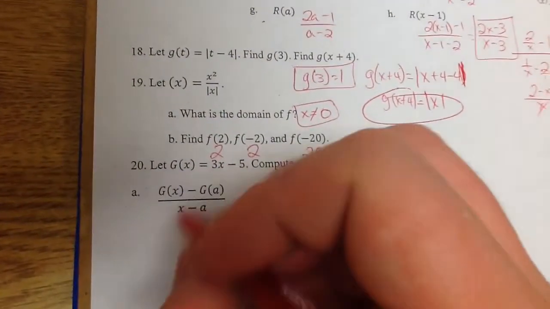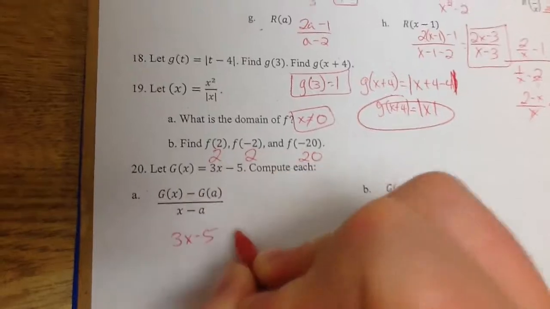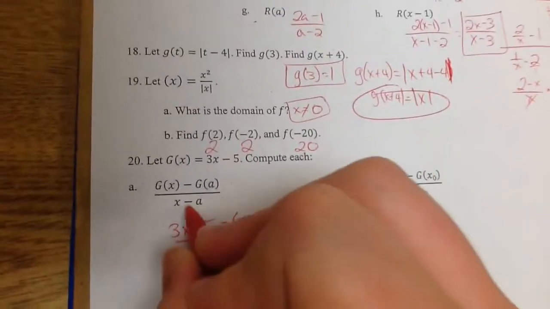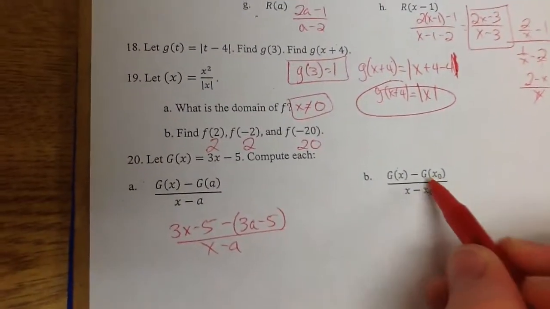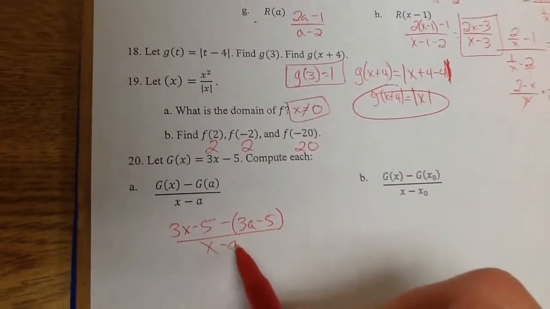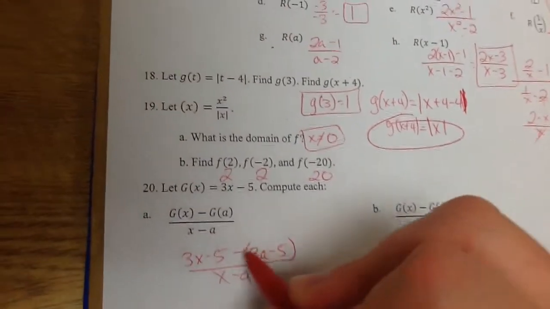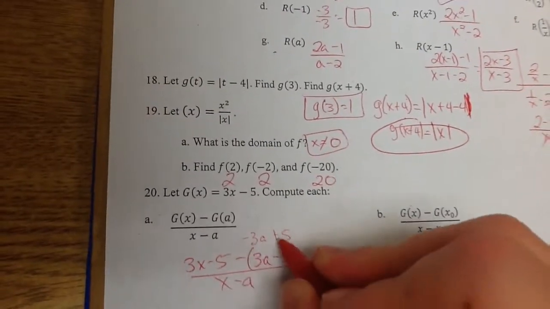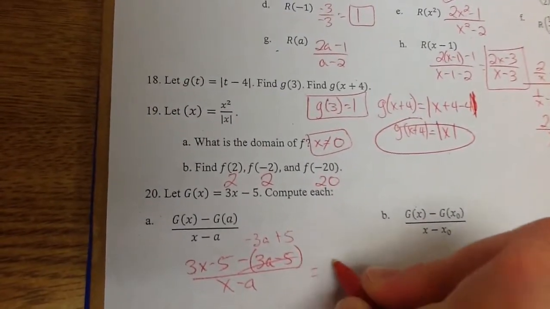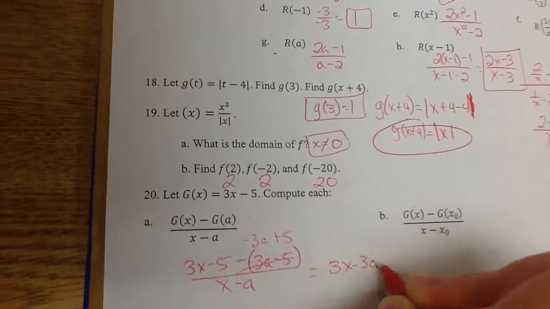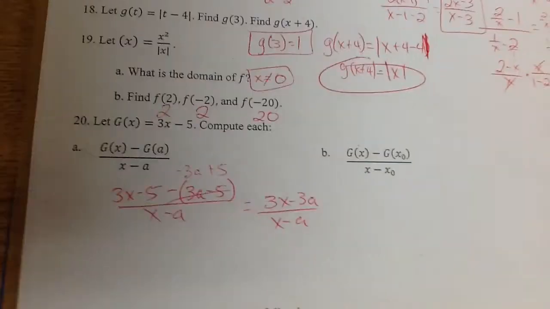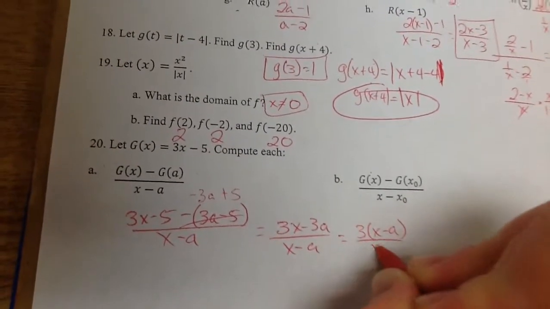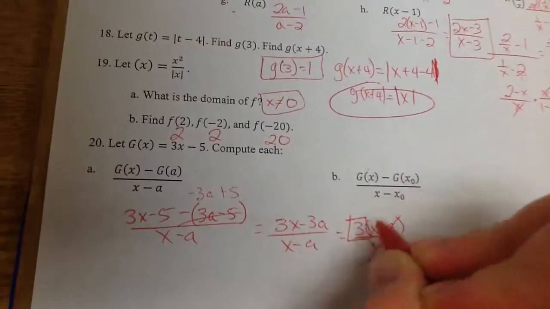g of x is just 3x minus 5, minus g of a, plug in a for x, 3a minus 5, don't forget your parentheses, all over x minus a. That one, again, same thing, just x sub 0 is there. Distribute the negative, and that's minus 3a plus 5. So negative 5 plus 5 is 0. So you end up with 3x minus 3a over x minus a. Factor the top, and you get 3 times x minus a over x minus a. Gone. The answer is 3 for both.